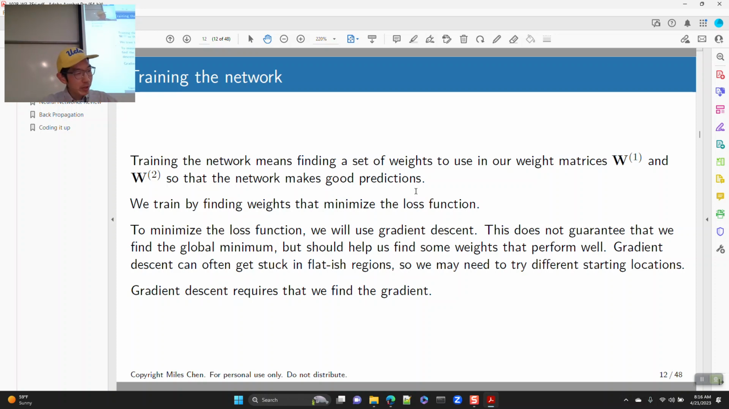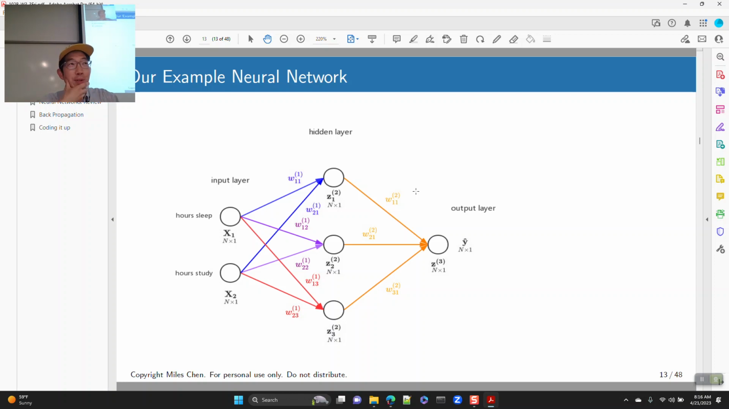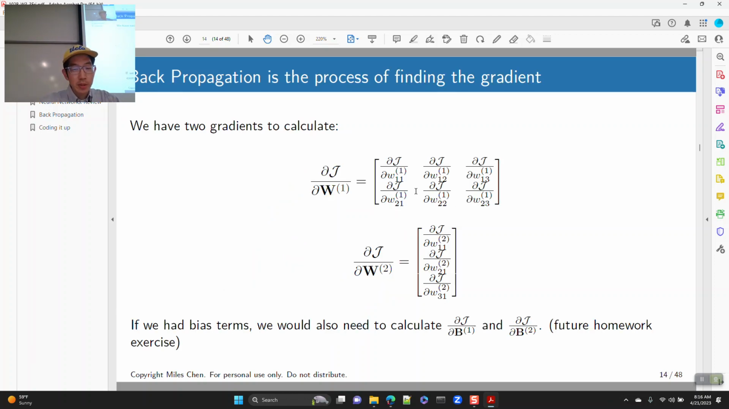Anyway, gradient descent, we've got to figure out the gradient. So what is the gradient? We've got to figure out the derivative, or the gradient, with respect to our weight matrix. If we look at our two weight matrices, our gradient is going to be the matrix of all the partial derivatives of each component. So the gradient with respect to W1 is the matrix, right?